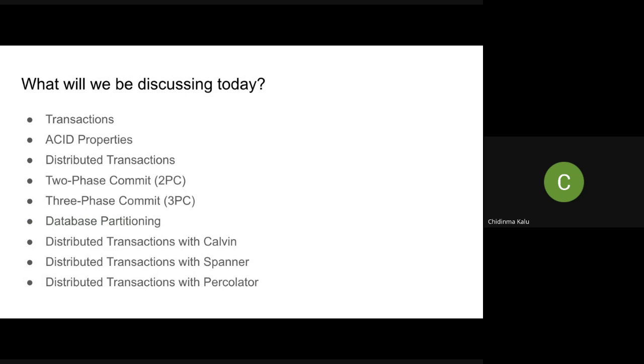Today we'll be discussing what transactions mean. We'll talk about ACID properties. We'll talk about distributed transactions, two-phase commits, three-phase commits, database partitioning, having, Spanner, and Percolator. Because this is a conversation, if you have any questions, feel free to interrupt me, raise your hand, and we can delve more into whatever you want to talk about.